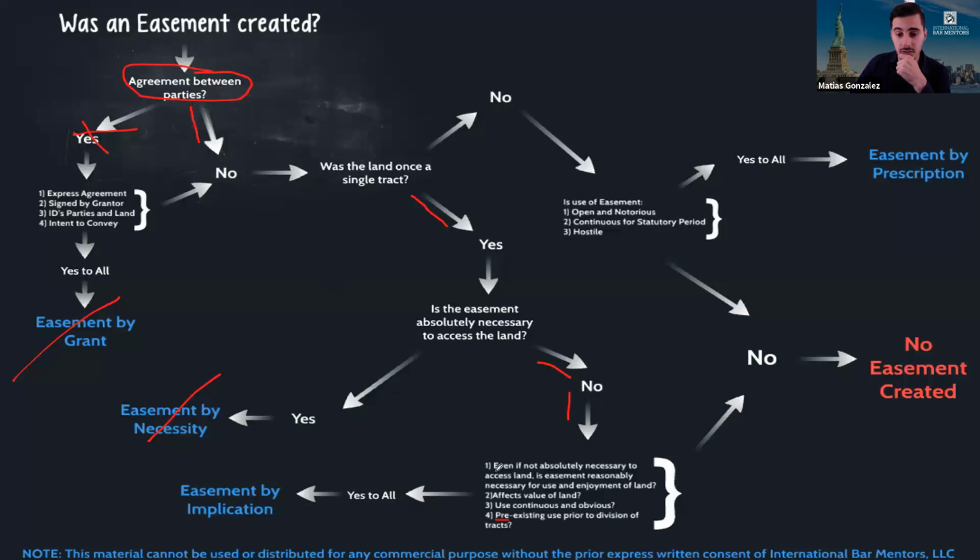So now let's ask ourselves, even if it's not absolutely necessary to access the land, is the easement reasonably necessary for the use and enjoyment of the land? Sure, it provides more direct access to the land. Does it affect the value of the land? Well, we can assume that it probably does. Sure, why not? If you can get to the highway quicker, the property is probably worth a little more, right? Is the use continuous and obvious? Here's where we're going to run into a problem, right?